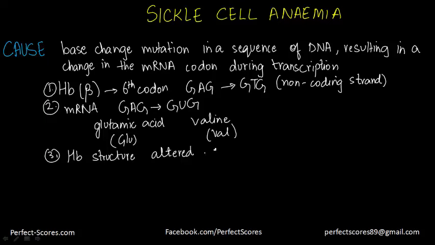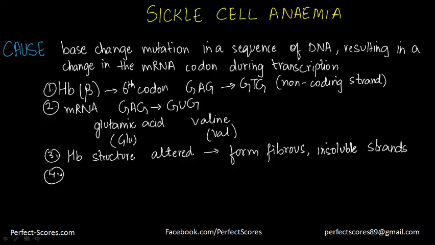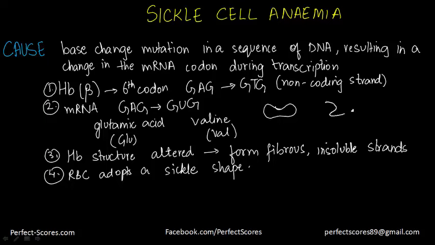And this causes it to form fibrous and insoluble strands. So this happens in the hemoglobin molecule. It forms fibrous and insoluble strands. Due to this, the red blood cell adopts a sickle shape. That is how the disease gets its name, sickle cell anemia. So if the red blood cell, the original one, the correct one, looks like this, the sickle cell anemia cell would look like this. So it becomes sickle shaped.